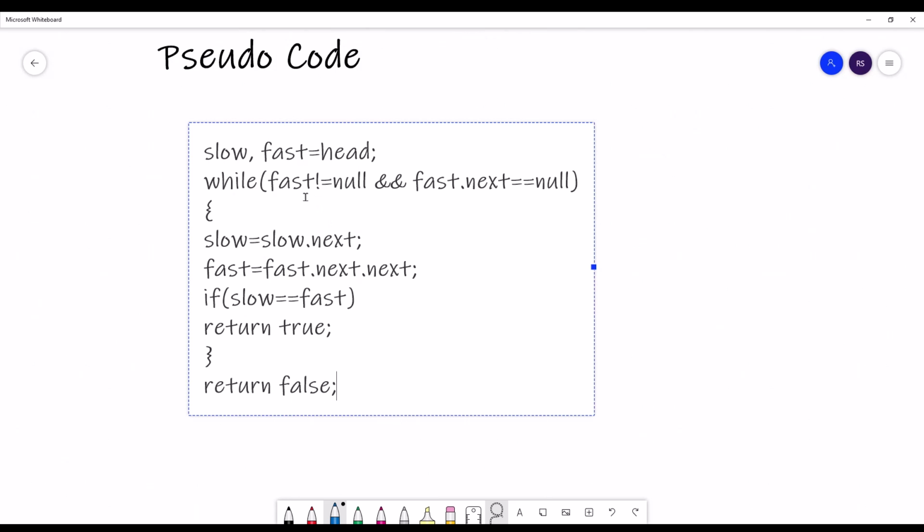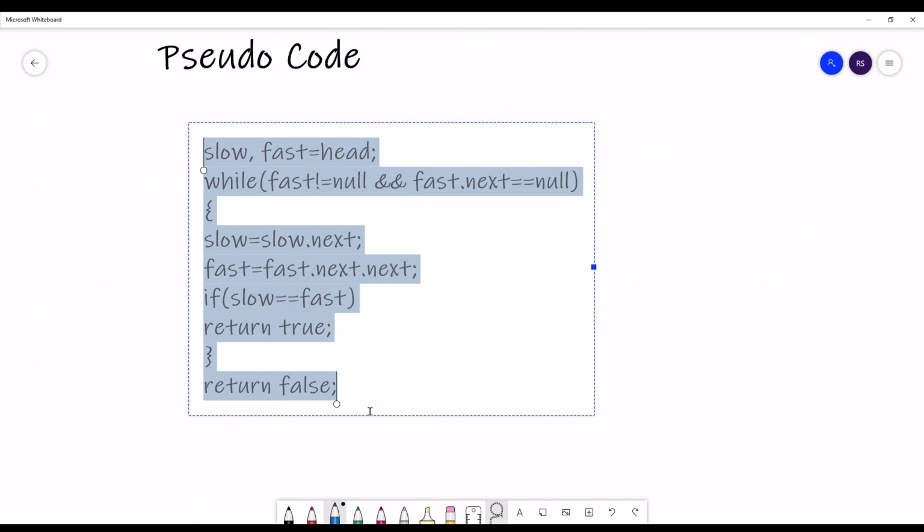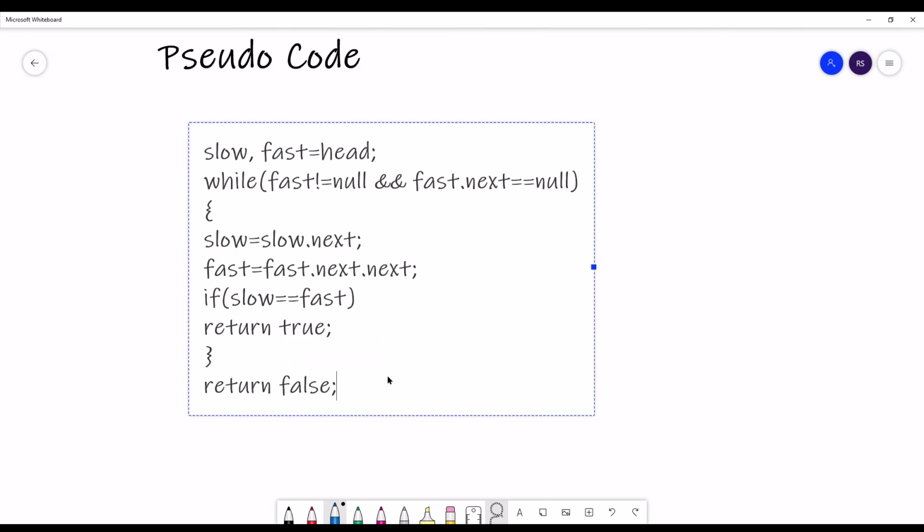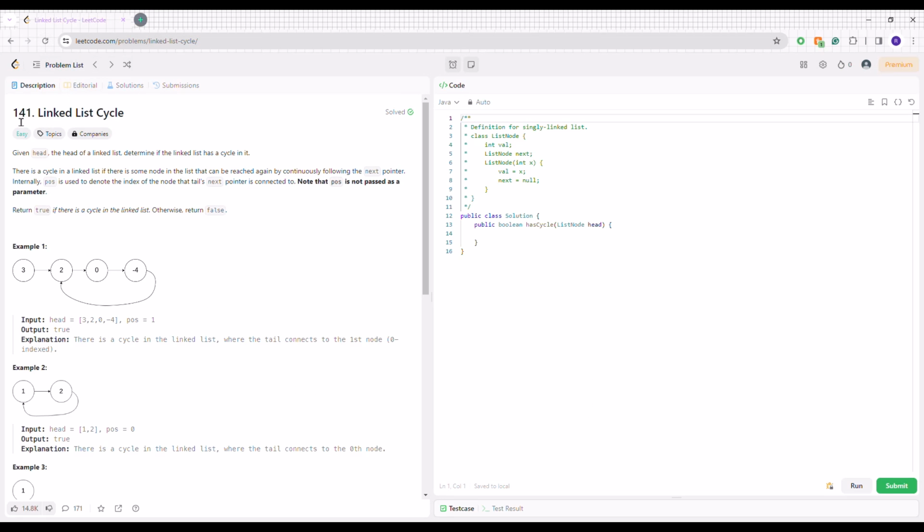I hope this code is clear to you, and if you have any issue, please rewind the video and watch it again. Now it's time to solve this question on LeetCode. So this is problem number 141, Linked List Cycle. So we'll start writing our code.